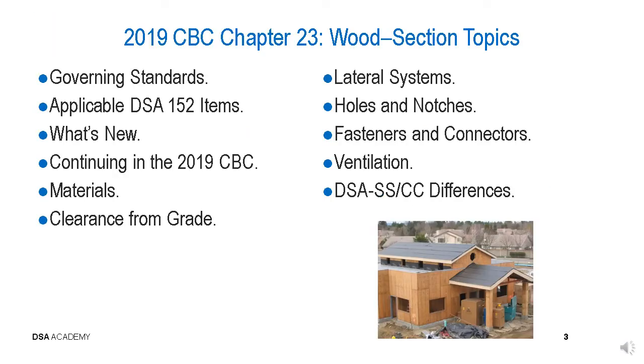Topics we'll be discussing today are governing standards, applicable DSA 152 items on the inspection card, what's new in the 2019 CBC, what's continuing from the prior code of the 2016 CBC to the 2019 CBC, material requirements, clearances from grade, lateral systems, holes and notches, fasteners and connectors, ventilation requirements, and the differences between the DSA community colleges and the K-12 requirements. Questions and answers will be provided after some of the topics.